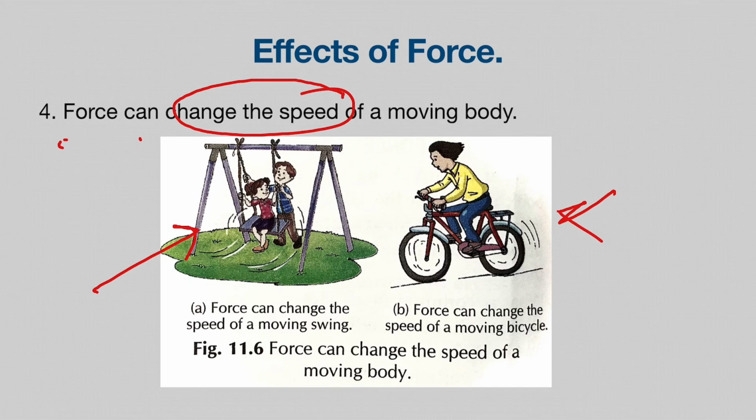The same is with this boy riding the bicycle. He can control the speed of the bicycle by controlling the force, right? If he wants to ride very fast, then he will pedal very fast, that means applying stronger force. But if he wants to make the bicycle go a little slower, he can apply the brake, that is a little stoppage of the moving of the bicycle.